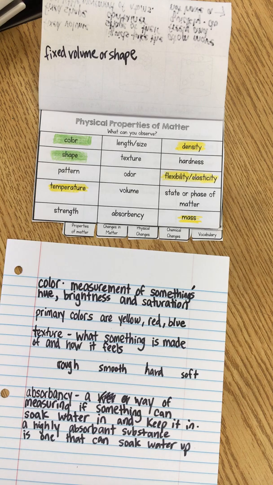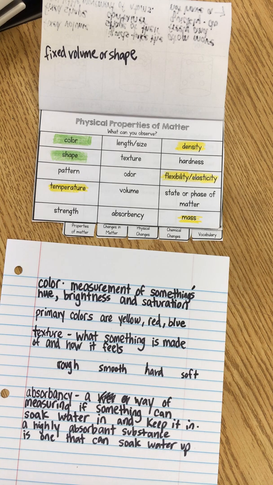Color is a measurement of something's hue, brightness, and saturation. Those are really big words that you don't really need to understand yet, but something's hue is the shade of color that it is. Like, is it a light pink or is it a bright pink like magenta? Is it a light green like a leaf or is it a dark, dark, dark green? That's the hue. Brightness and saturation refers to whether or not something is a light color or a dark color, a bright color or a pale color.